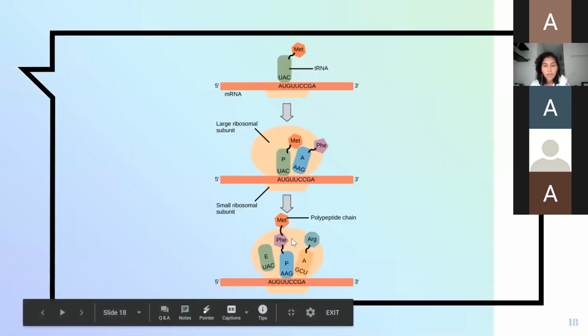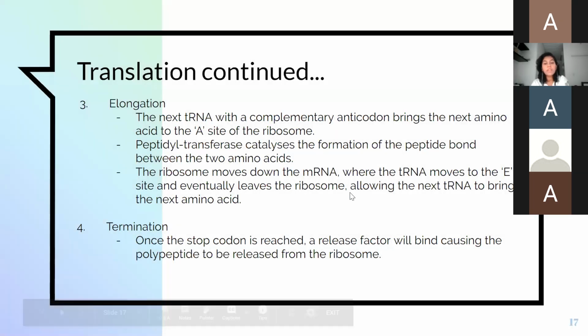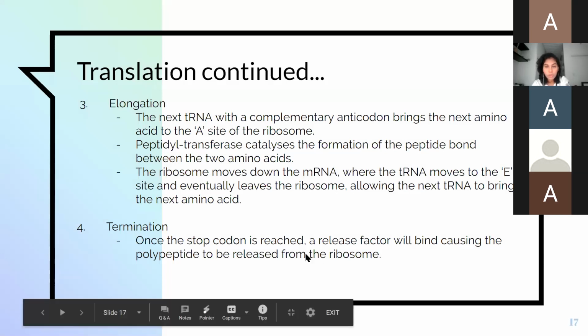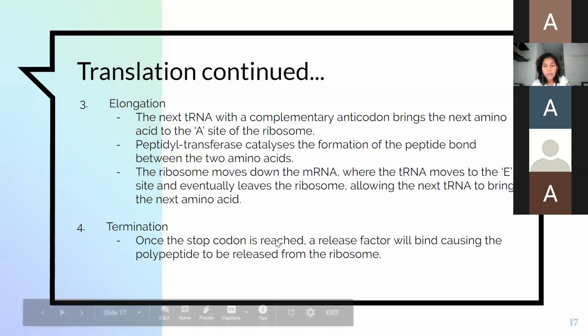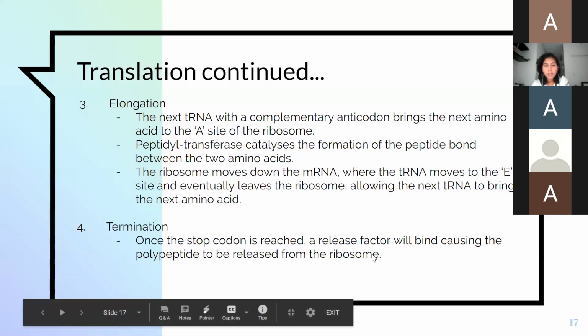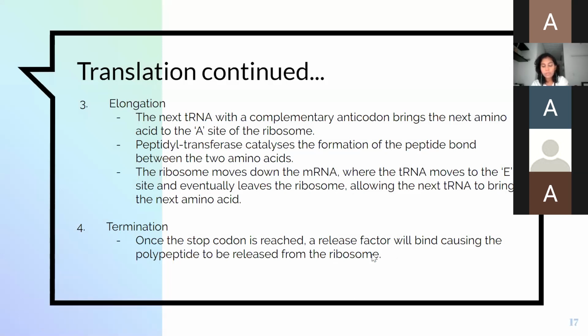So this process keeps on happening. One tRNA comes to the A site, moves on to the P site, forms the peptide bond, goes to the E site, and then exits. This keeps on happening until you meet the stop codon for termination. When the stop codon is reached, a release factor causes the polypeptide to be released from the ribosome, and you form your fully functioning polypeptide.